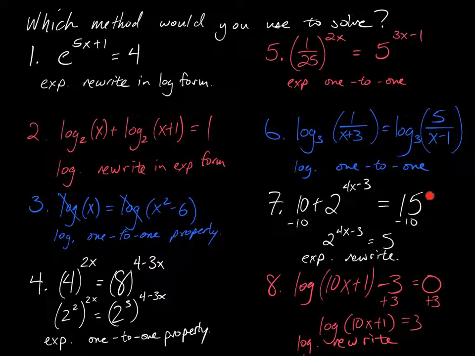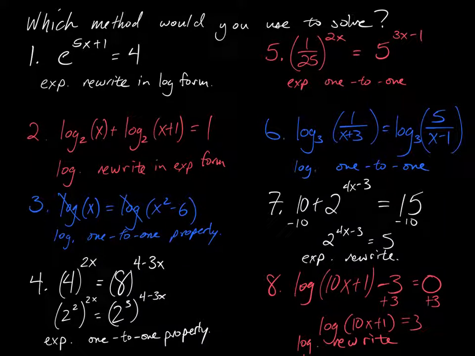This one required a little bit of work here. I needed to isolate the exponential piece, that's the base and the exponent. So I had to subtract 10 to realize that 2 to the 4x minus 3 equals 5. And I can't turn 5 into a base of 2. I don't know what power of 2 gives me 5, so I have to rewrite this in log form.